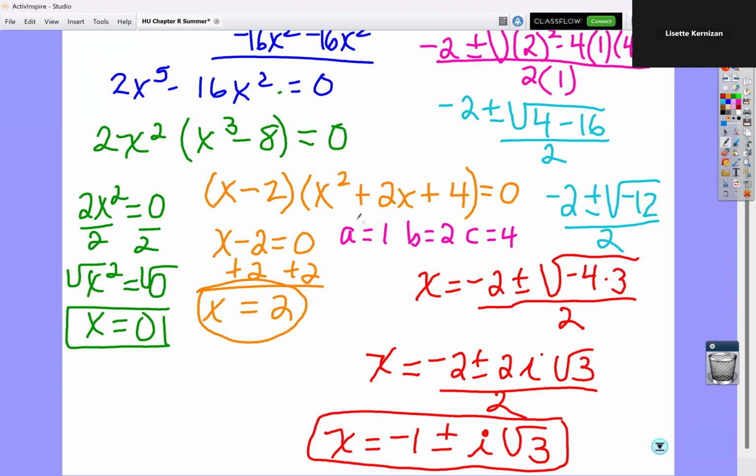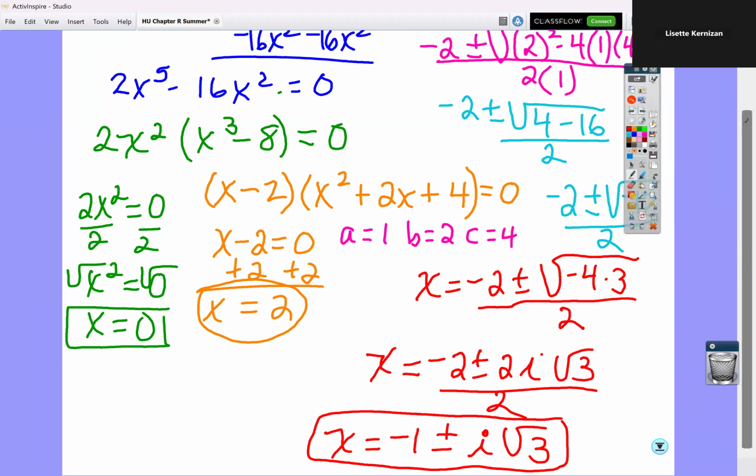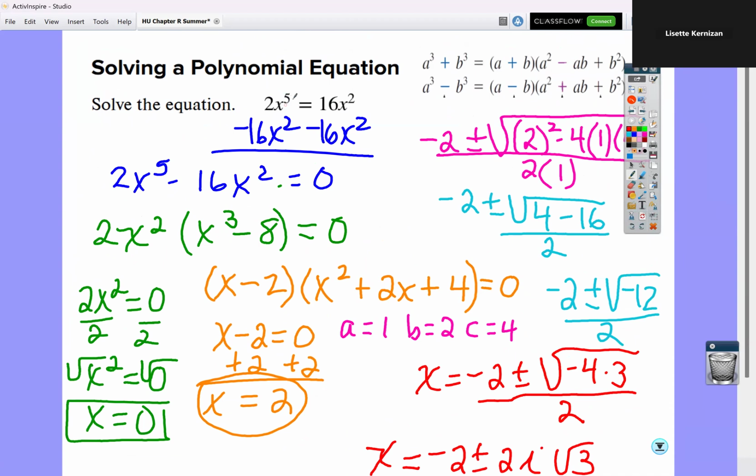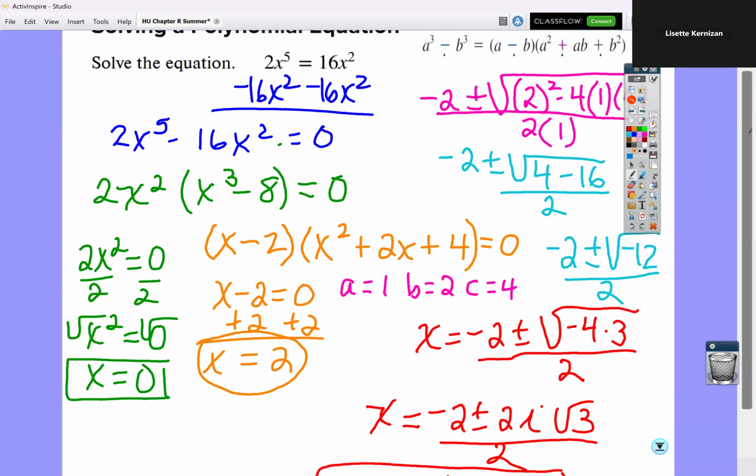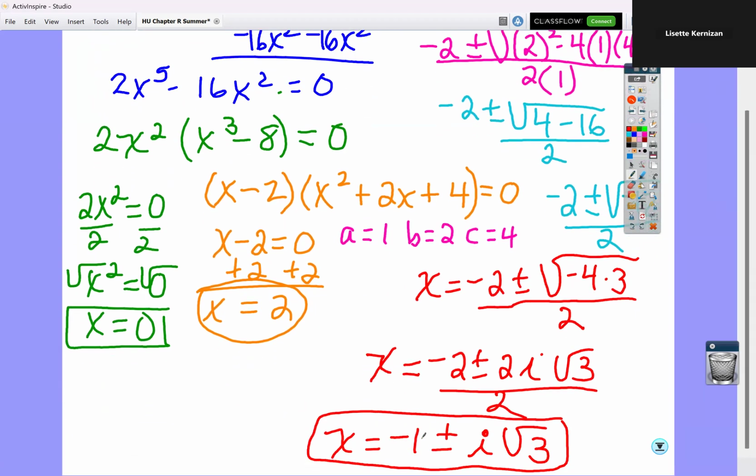So remember what I told you in the previous problem? If the exponent here was 5, we're going to have 5 solutions. So we have 2 here, 3, and then because we took a square root, this is considered 2 here. So 2, 3, 4, 5. Okay? All right.